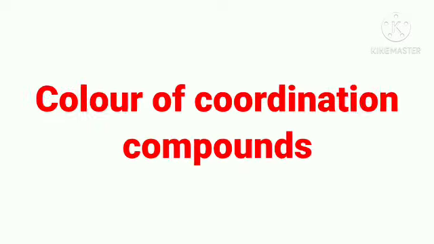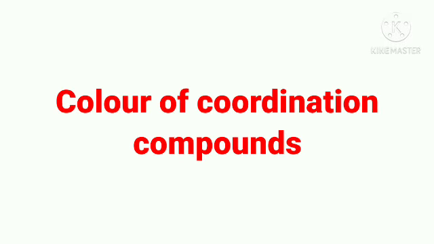Next, we are going to study the color in coordination complexes. We know a substance appears colored when it absorbs light at a specific wavelength in the visible part of the electromagnetic spectrum. What is the visible part? It is about 400 to 700 nanometers, and the substance transmits or reflects the rest of the wavelengths. Each wavelength of visible light represents a different color.